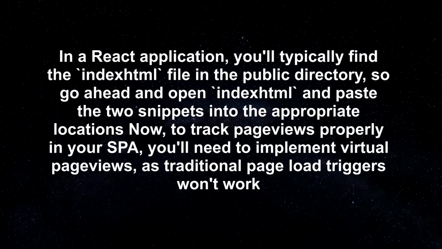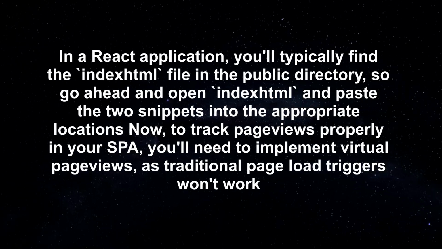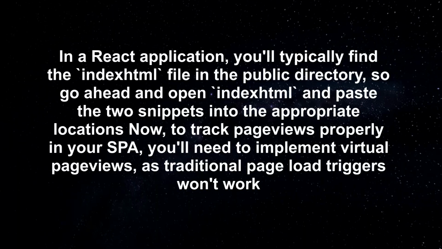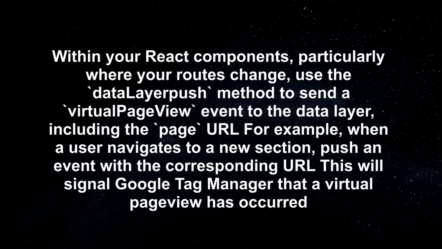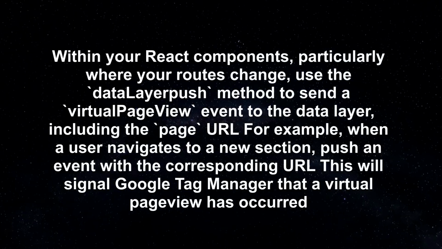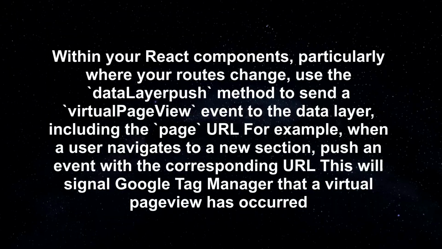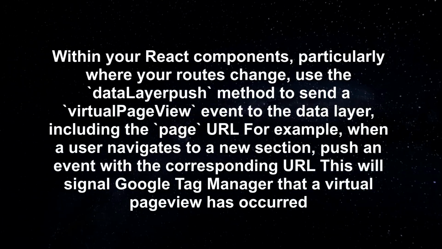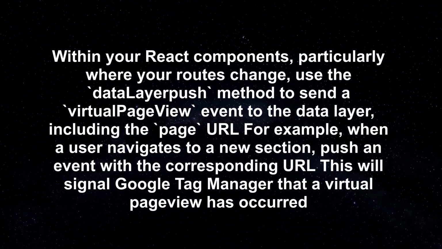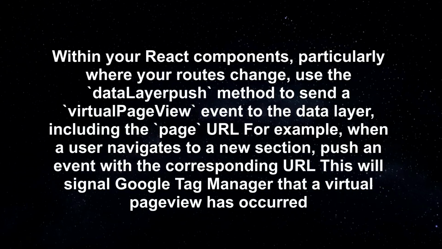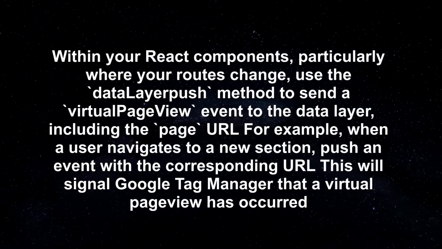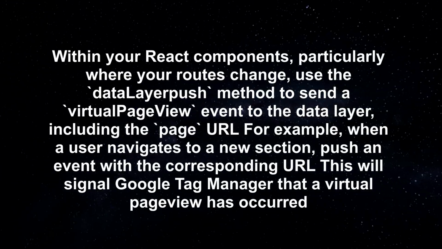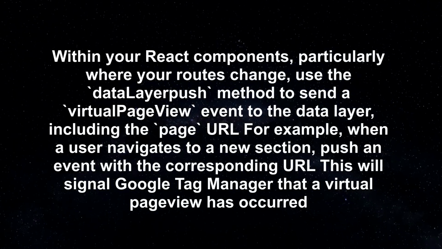Now, to track page views properly in your SPA, you'll need to implement virtual page views, as traditional page load triggers won't work. Within your React components, particularly where your routes change, use the data layer push method to send a virtual page view event to the data layer, including the page URL. For example, when a user navigates to a new section, push an event with the corresponding URL. This will signal Google Tag Manager that a virtual page view has occurred.